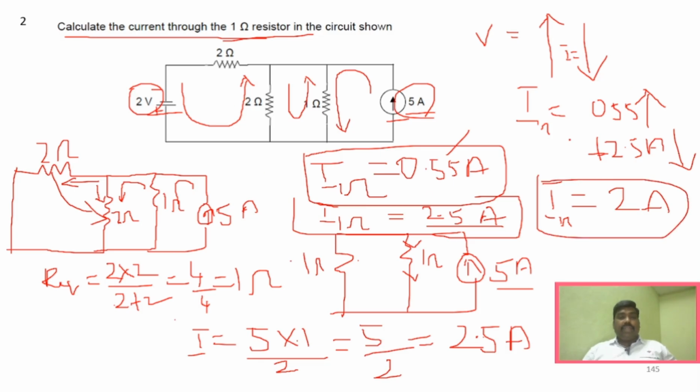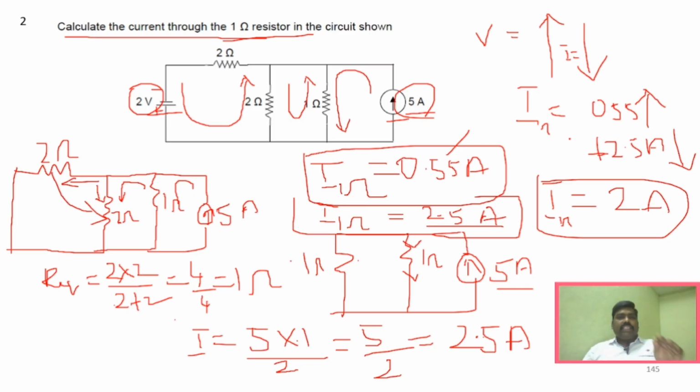Clear? So this is how you solve this problem. Whenever a superposition theorem question is given, you consider one source at a time, simplify that circuit, find the current, and similarly take the other source. Like that, you use all the sources, and at last you add, provided you check the direction. If all are in the same direction, you can add. If some are in a different direction, then you have to subtract.